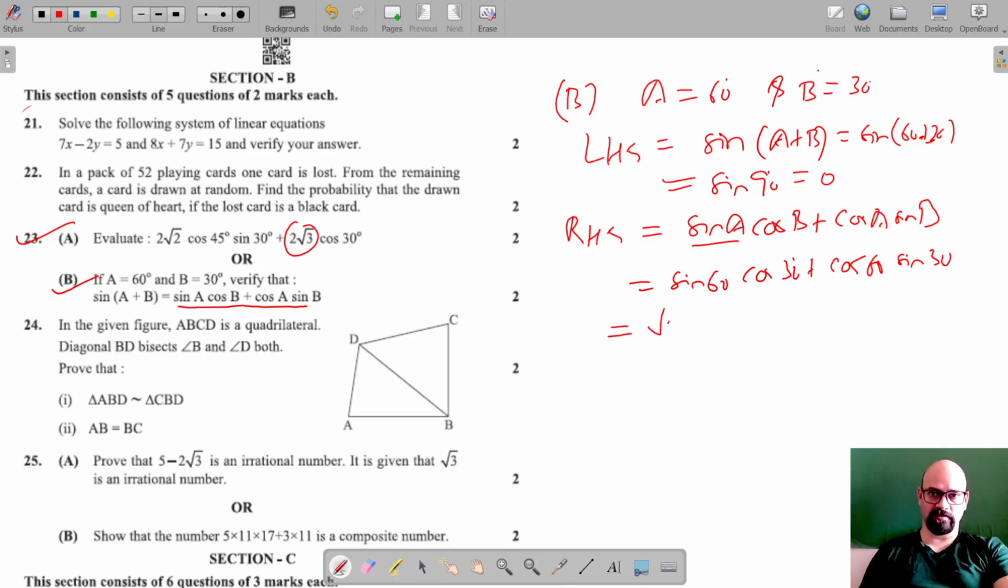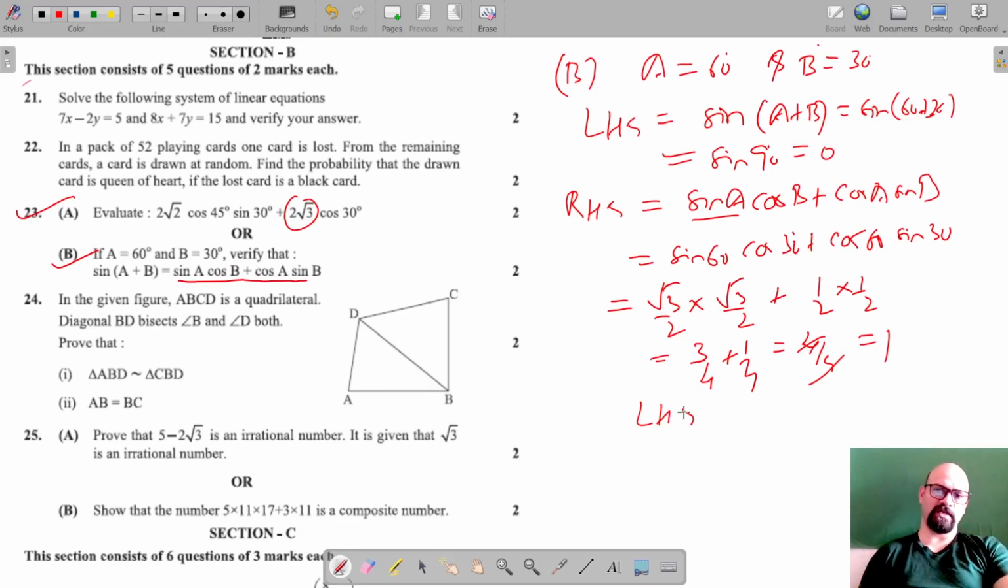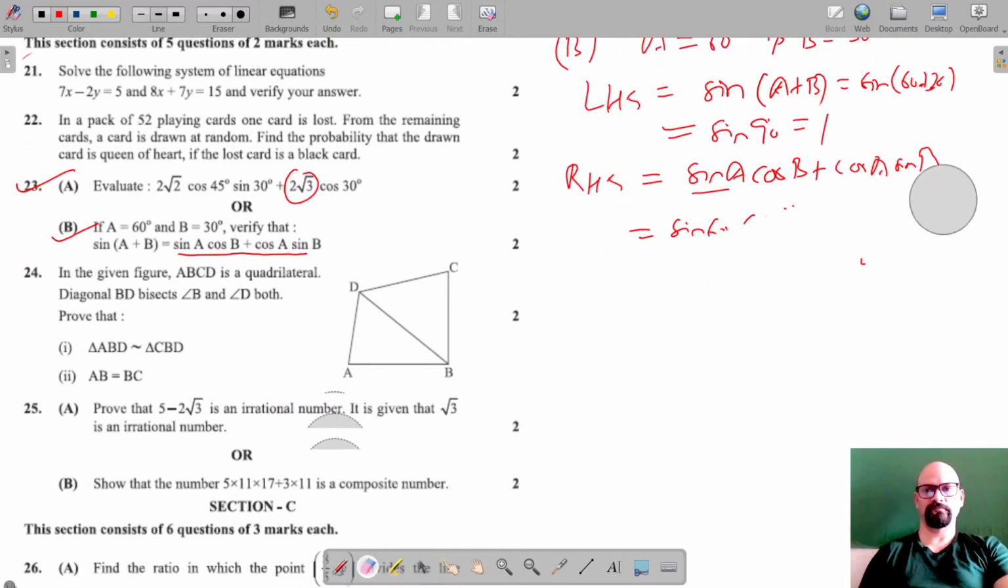Now sine 60 is root 3 by 2, cos 30 is root 3 by 2, cos 60 is half, sine 30 is half. So this is 3 by 4 plus 1 by 4, which is 4 by 4, and that's equal to 1. Hence we have verified that LHS is equal to RHS. Okay, sorry. Here sine 90 is not 0, sine 90 is 1. So LHS is equal to RHS. Moving on to question number 24.